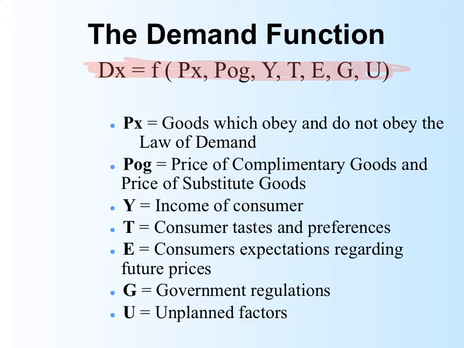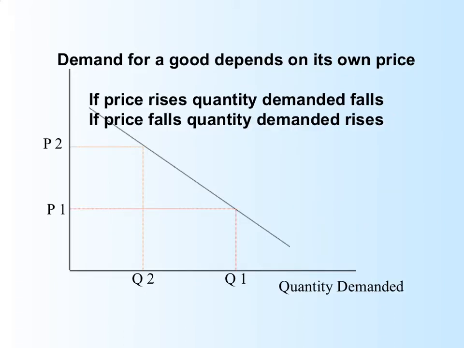Okay, so very quickly, just for those of you who might have missed class last day, the demand function we had talked about the last day, you don't need to know. I just use this kind of function as a mnemonic because each of these letters stands for part of the demand function that you need to know. We'll talk about the goods that obey and do not obey the law of demand later. We talked last day about the price of complementary goods and substitute goods.